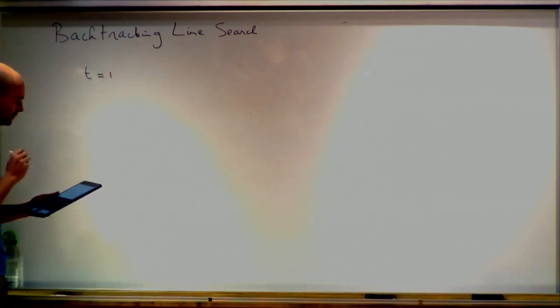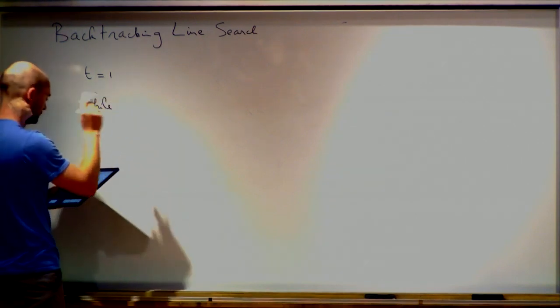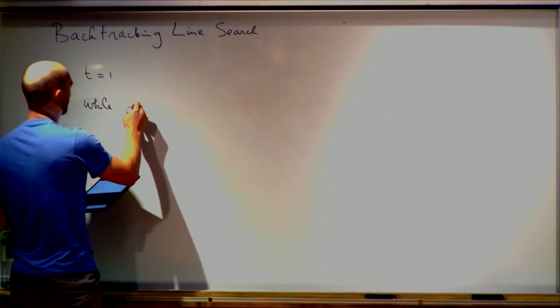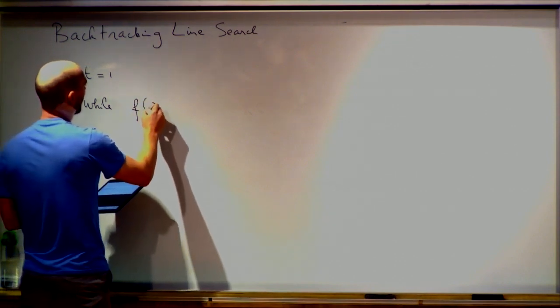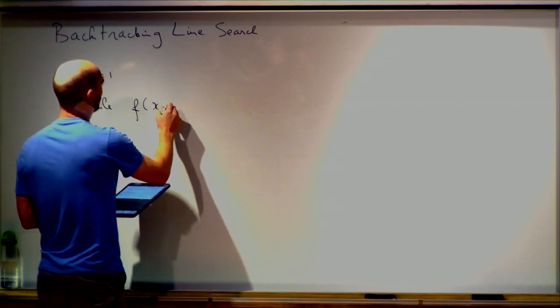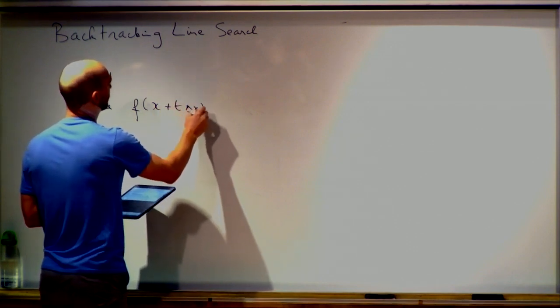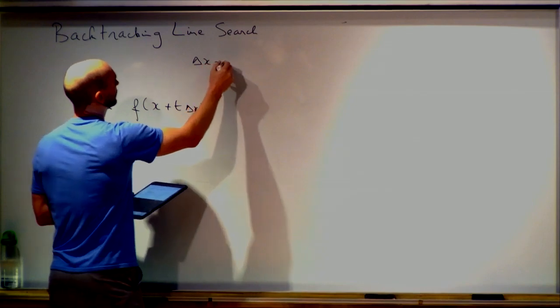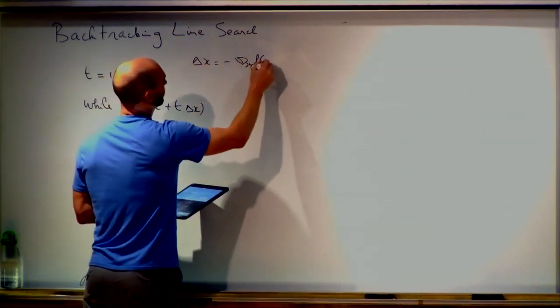I'll first write out the algorithm, and then I'll make a drawing that will give us more intuition about why what we're writing up here is meaningful. So we set t equal to 1. And then we say while f of x plus t times delta x. Remember, our delta x is negative gradient of f of x.